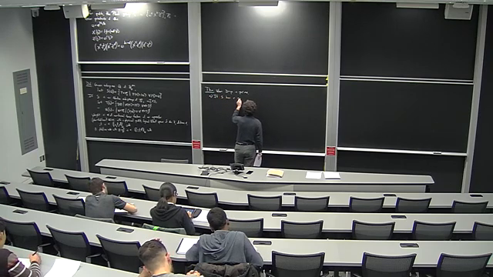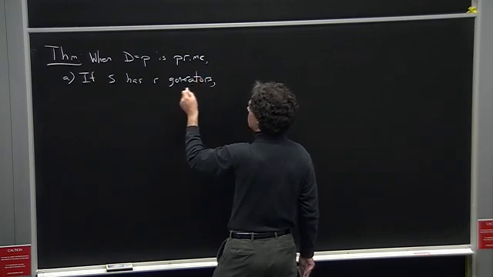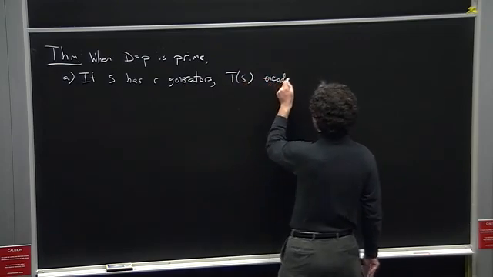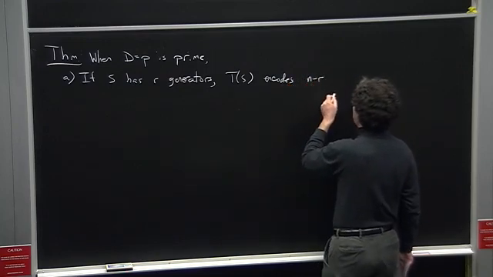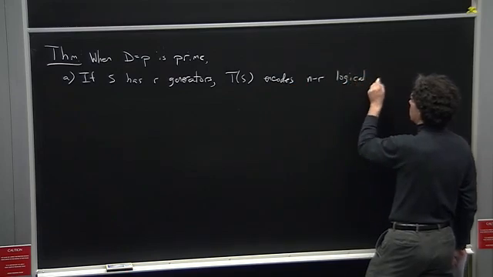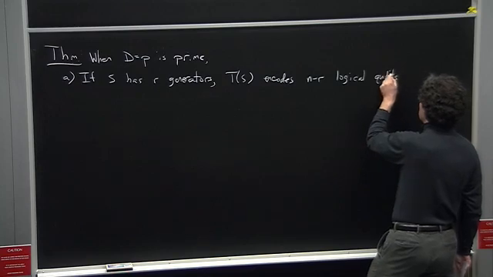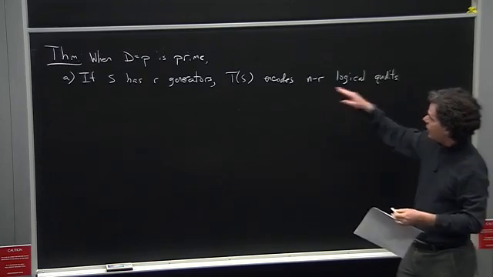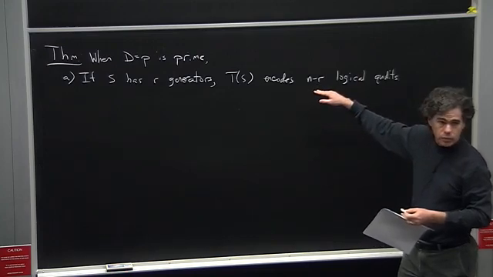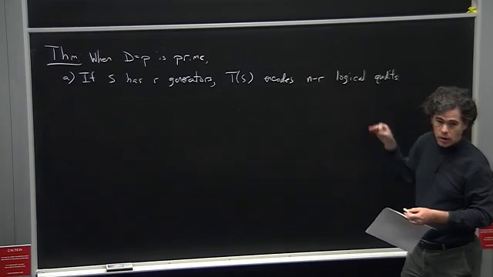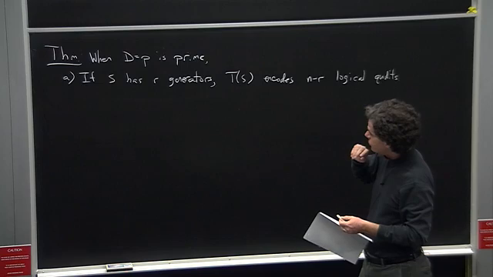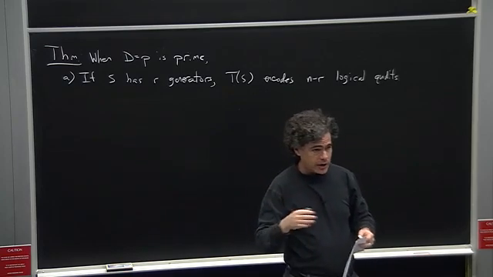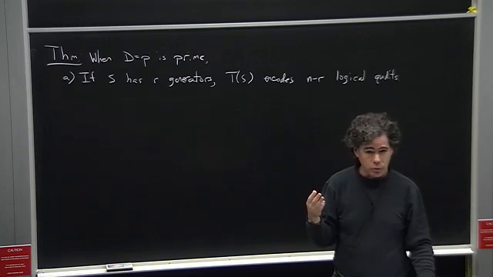So if S has R generators, then the code space T of S encodes n minus R logical qubits. So this is something that actually fails when d is not prime. And the reason for that is when d is prime, then all the generators are going to have order d. Everything in the Pauli group will have order d, basically.